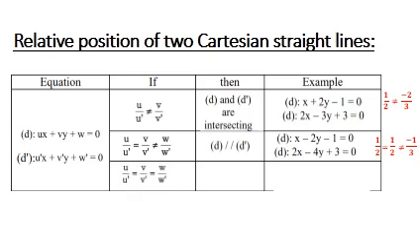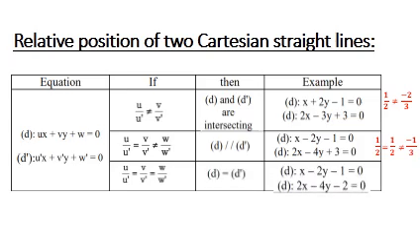Now, if the three ratios, as you see, u/u' and v/v' and w/w' are equal, then the two straight lines are said to be confounded, as you see in this example. So if I just put all of them over each other, the ratio is 1 over 2, then the two straight lines are said to be confounded.